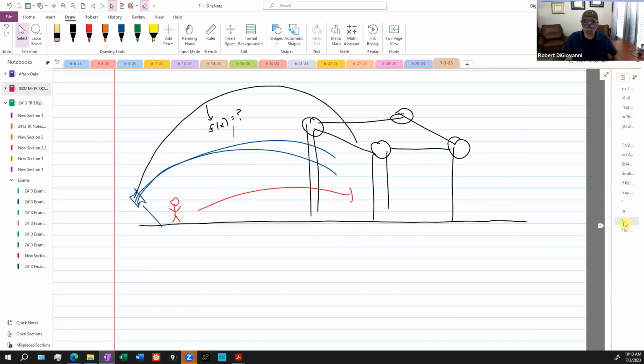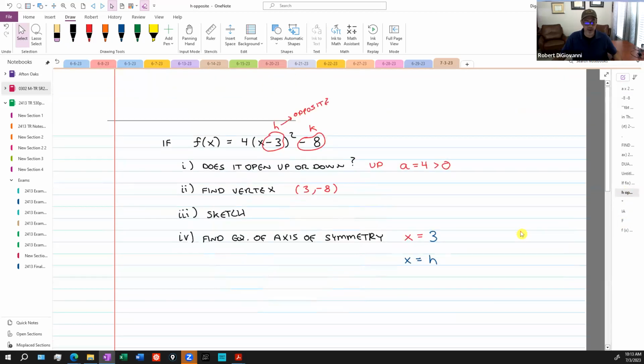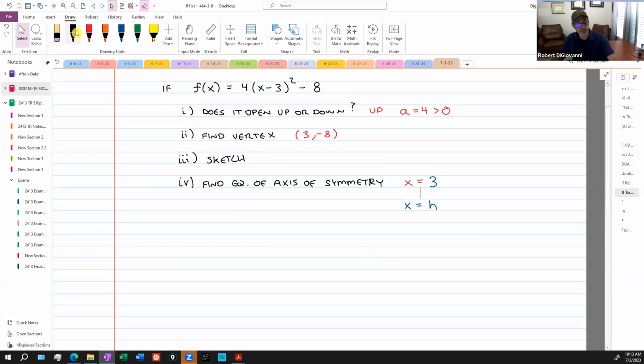All right, let's go back to this problem that I gave you here, right? I said, hey, here's a quadratic function. I wanted to know if it opened up or down. I wanted to know what the vertex was. I wanted you to do a sketch. I wanted the axis of symmetry. But now what I'd like to add to this is another thing I'm looking for. Fifth thing, let's find the x-intercepts, if you have any.